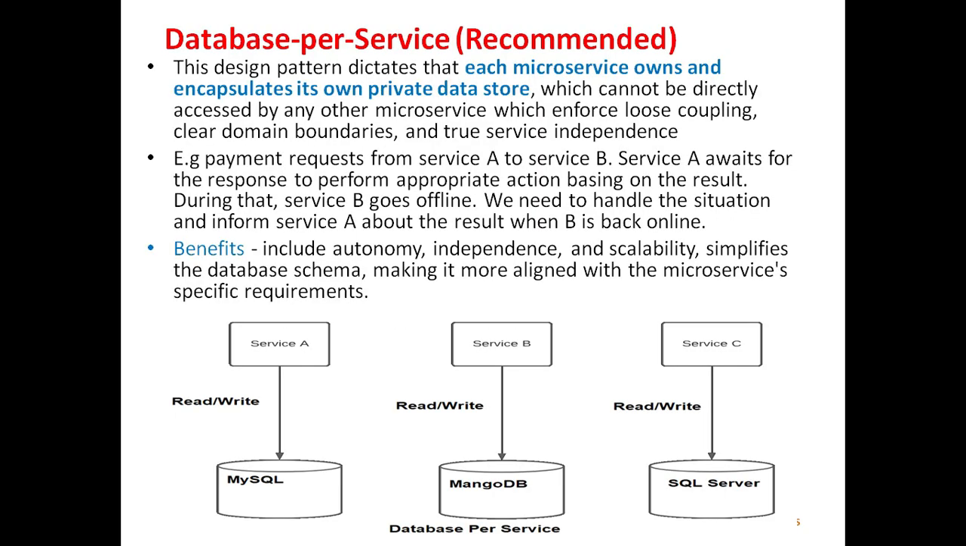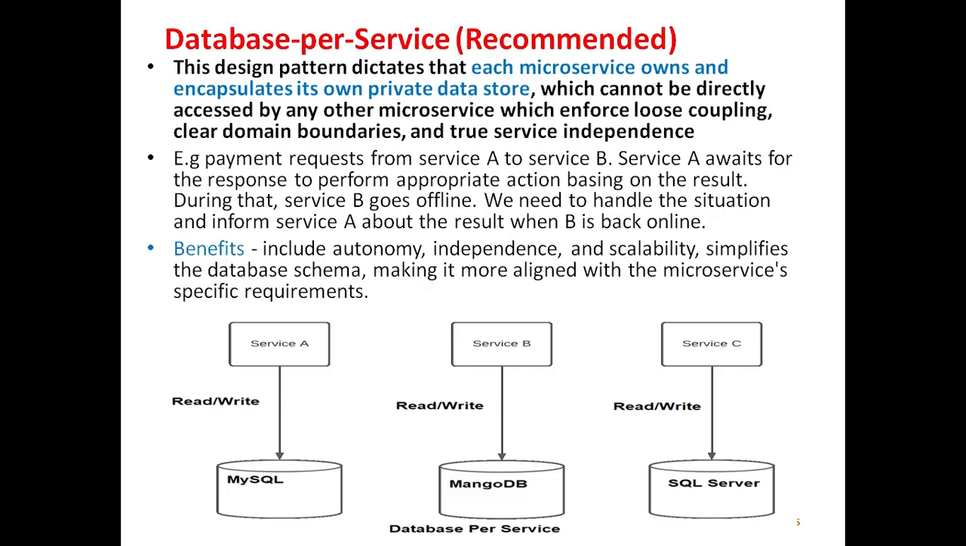First, database per service pattern, which is recommended for microservice architecture. This design pattern dictates that each microservice owns and encapsulates its own private data source, which cannot be directly accessed by any other microservice, which enforces loose coupling, clear domain boundaries, and true service independence.